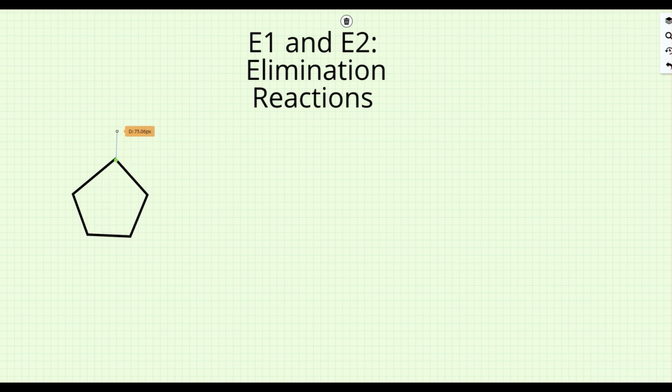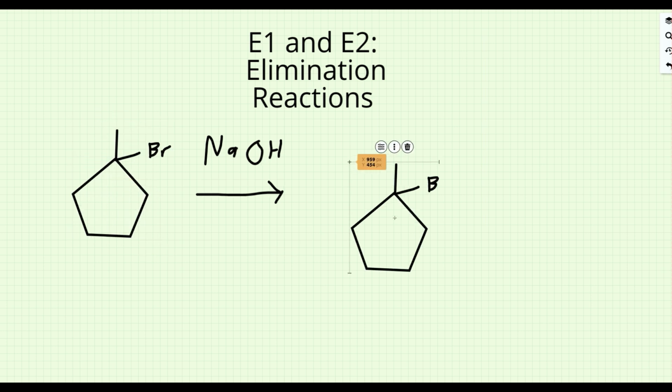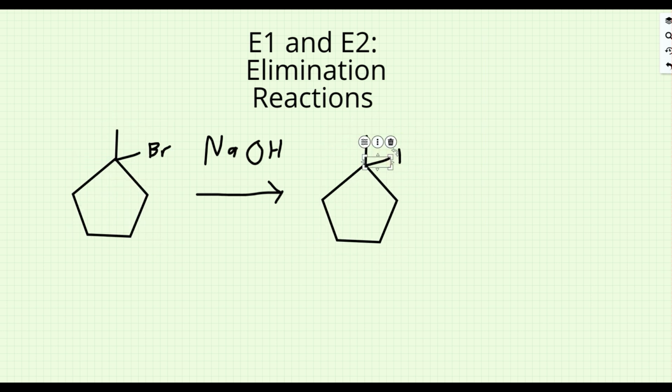Say something looks like this, and then we have bromine here. Let's have it react with NaOH. I'm just going to get rid of those. The major product would look something like this. We would get rid of the leaving group. As we know, the bromine would be a good leaving group, and we would get left with a double bond here. So that would be the major product.